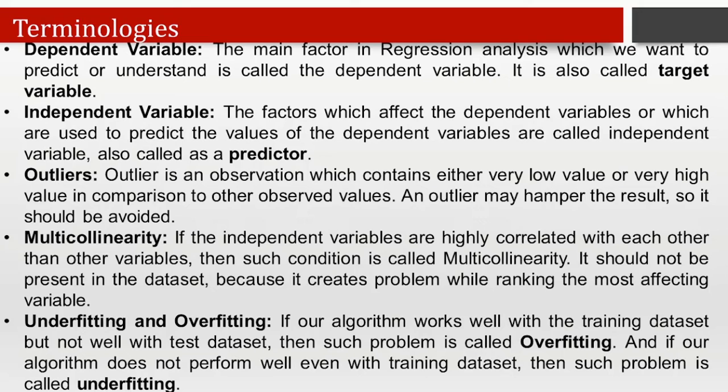Outlier. An outlier is an observation which contains either very low values or very high values in comparison to other observed values. An outlier may hamper the results, so it should be avoided. Multicollinearity. If the independent variables are highly correlated with each other, then such a condition is called multicollinearity. It should not be present in the data set because it creates problems while ranking the most affecting variable.